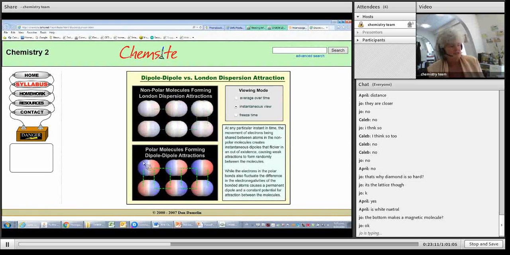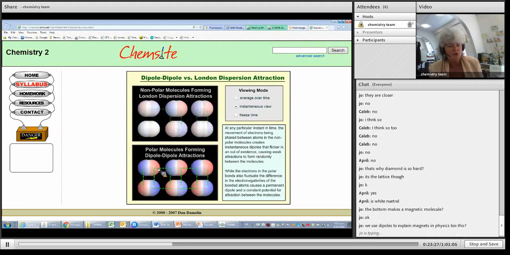Right, so you can see this one is polar because it's got a positive end and a negative end. Do you use dipoles? Okay, because dipoles are separation in charge, an electric charge. Yep. That's the way the electrons tend to line up in their orbitals. And yeah. Okay. Fine.